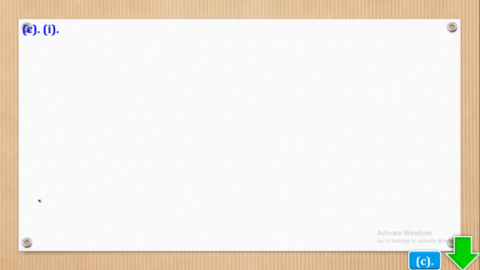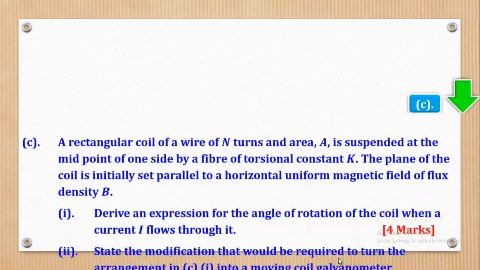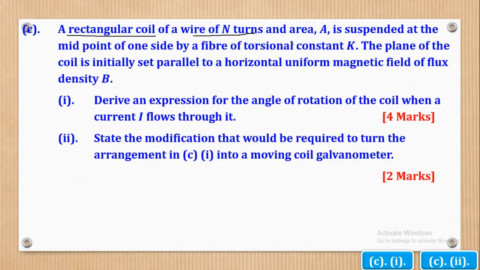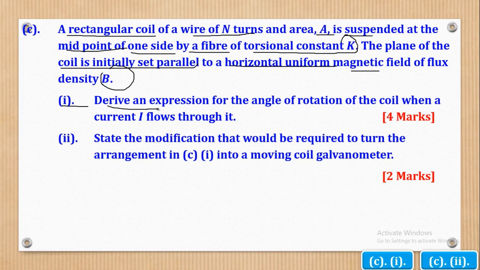So now we shall go to part C, Roman 1. C Roman 1 says a rectangular coil of wire of n turns and area capital A is suspended at the midpoint of one side by a fiber of torsional constant K. The plane of the coil is initially set parallel to the horizontal uniform magnetic field of flux density B. Roman 1. Derive an expression for the angle of rotation of the coil when a current I flows through it.